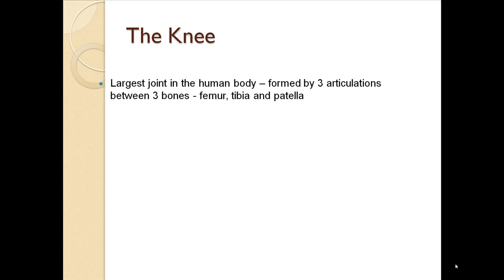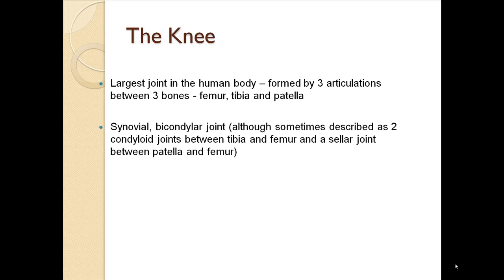The junction between the femur and the tibia is often called the tibiofemoral joint, and the junction between the patella and the femur is often called the patellofemoral joint. It is classified as a synovial bicondylar joint. It is actually two condyloid joints with a synovial saddle joint in between. So the patella and the femur form a synovial saddle joint, and the two condyles of the femur form two condyloid joints with the two condyles of the tibia.